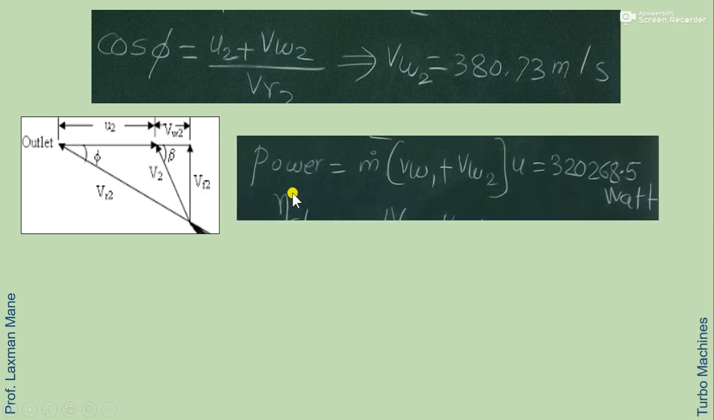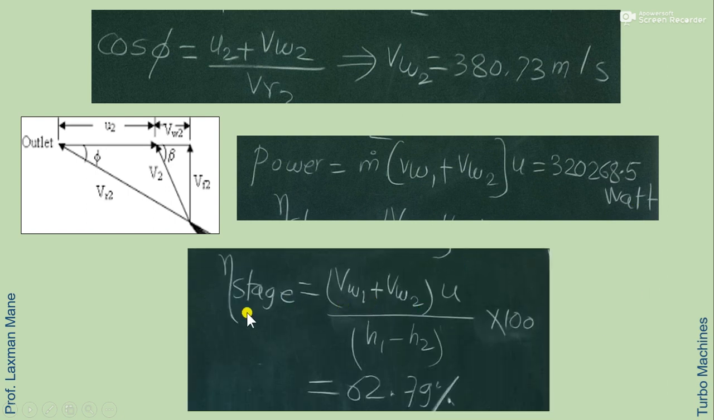Then the power formula we use here: VW1 and VW2 and U we have calculated. M dot is given in the data, so putting the values we can find power in watt. Then stage efficiency has the formula (VW1 plus VW2) into U divided by enthalpy difference. We have already calculated the enthalpy difference. Putting these values here we get stage efficiency.